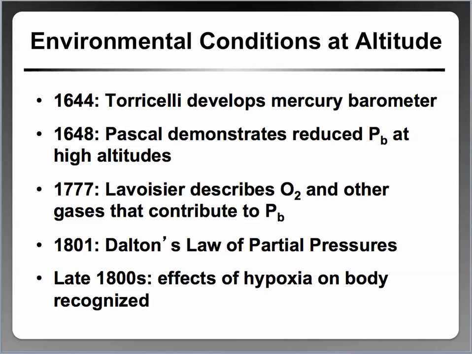So let's talk about environmental conditions at altitude. That's our first major heading. Your book starts off talking about four important scientists that have contributed to the field, so we'll talk about them really quick. First of all, there's Torricelli, and this scientist developed the mercury barometer. Really what it did was allow for an accurate measurement of atmospheric pressure.